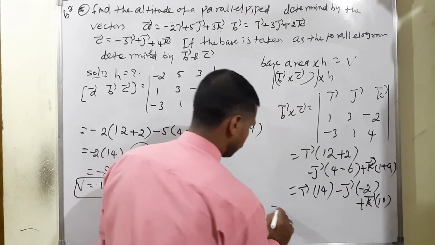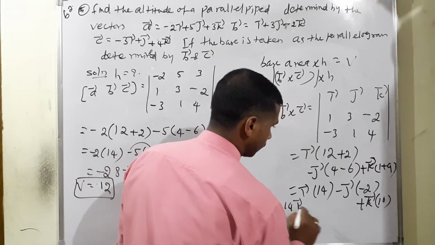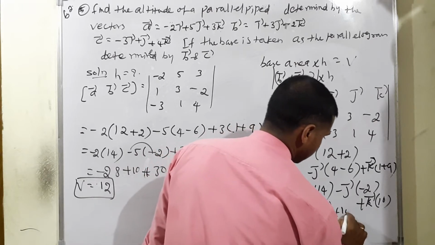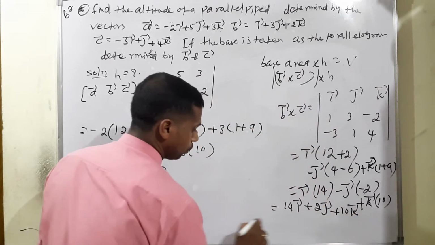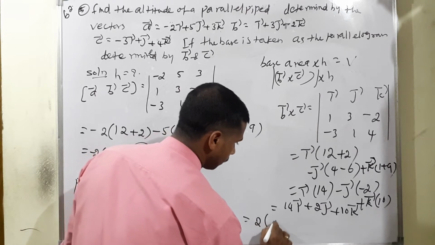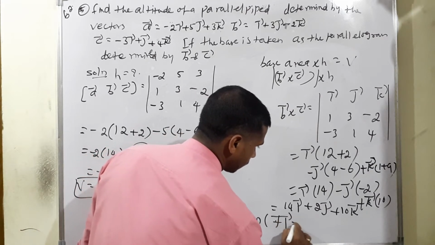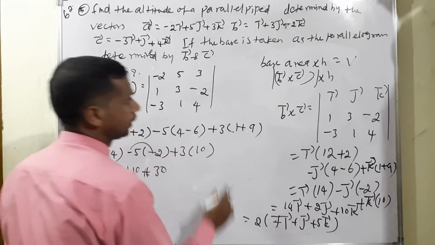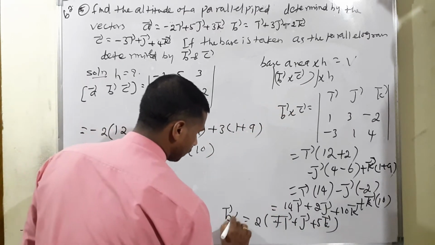Therefore, 14i vector, minus into minus plus 2j vector, 10k vector. 2 will be common, no? 2 take common outside means 7i vector plus j vector plus 5k vector. This is actually only b vector cross c vector.